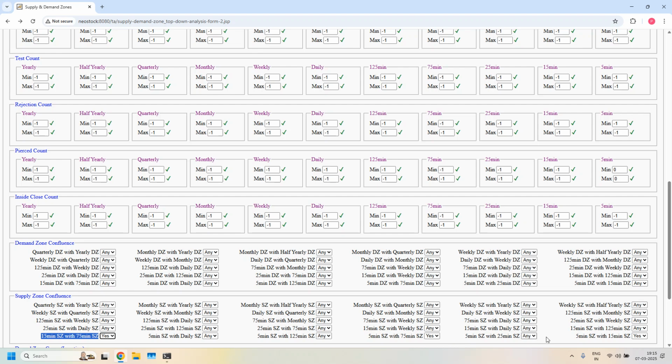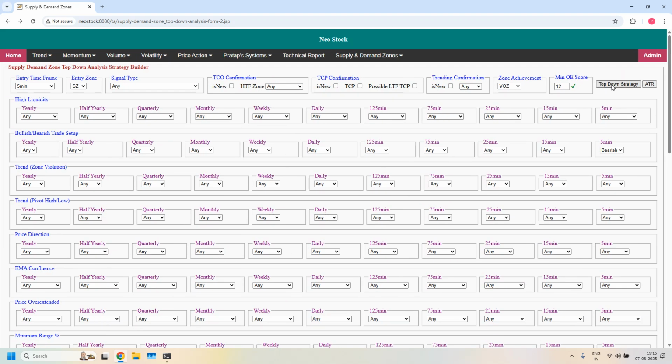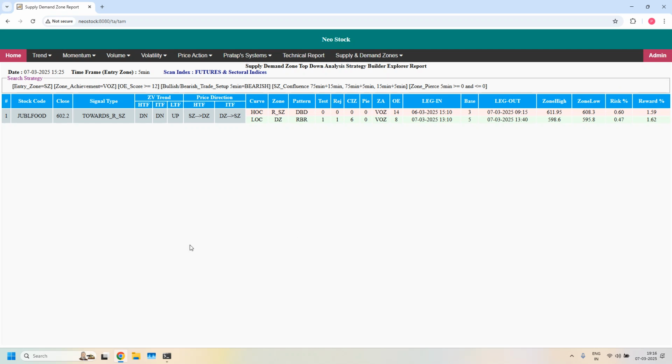With all the 3 filters enabled, 5 minutes, 15 minutes and 75 minute supply zone confluence, we got only 1 stock. So in this stock, this 5 minute supply zone is overlapped with the 15 minute supply zone, both together overlapped with the 75 minute supply zone. And 75 minutes trend, HTF trend, is down in this stock. If this 75 minute supply zone is having daily EMA confluence, then this stock is having even more high probability to get success. Let's verify.